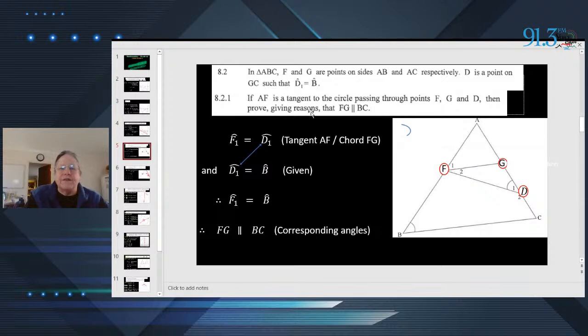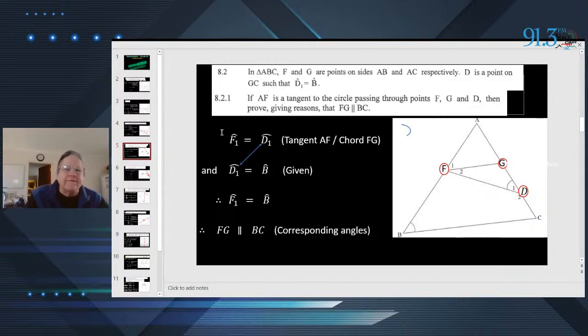So we start with the theorem that they've given us, the hint that they've given us, and we would start with F1, and that is equal to angle D1. And that is your tan chord, and the chord is the chord FG. I'm just putting that there so that you guys know which chord I'm talking about. And D1 is equal to angle B. They've told us that's equal.